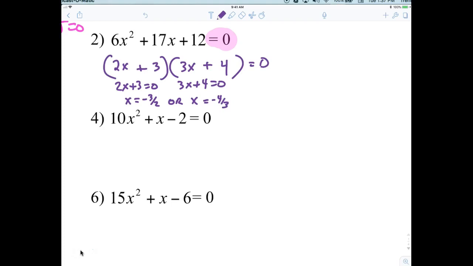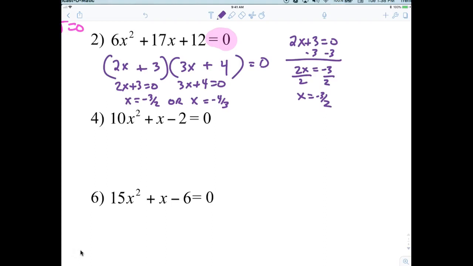Negative 4/3. Now, I had some people last class struggle with solving a two-step equation. If you're having trouble solving a two-step equation, I'm not sure how you're going to solve a quadratic. You understand what I'm saying, right? So again, I'm going to go slow motion just to make sure. 2x plus 3 equals 0. Minus 3, minus 3. 2x equals negative 3. Divide by 2, divide by 2. x equals negative 3/2. Do you understand that now?